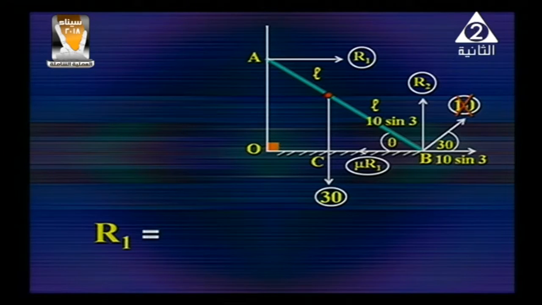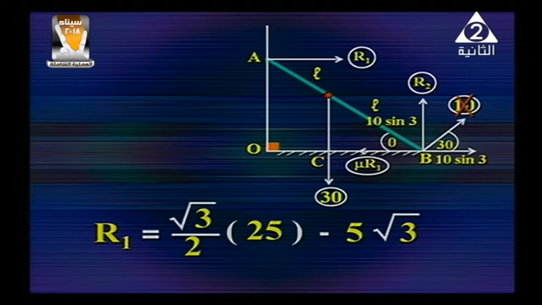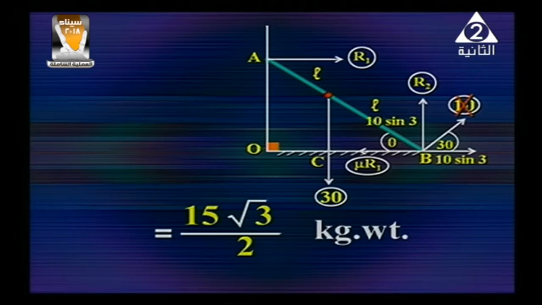In equation number 1, by substituting R2 equals 25, R1 equals root 3 over 2 times 25 minus 5 root 3. Then the answer is 15 root 3 over 2 kilogram weight.